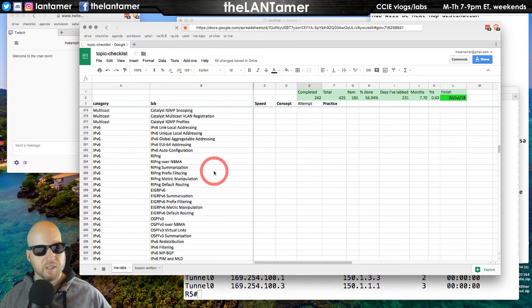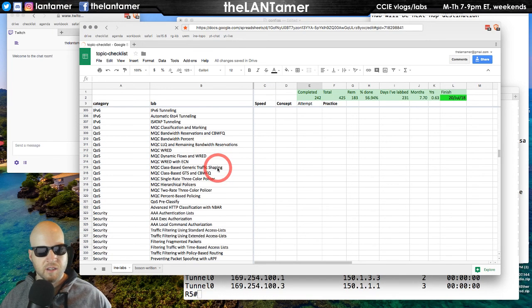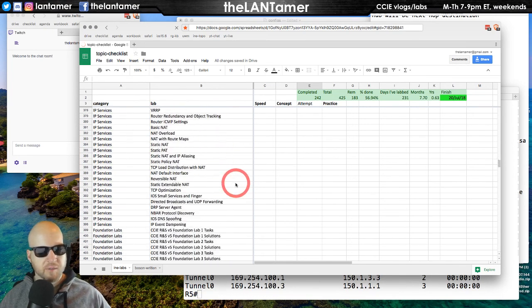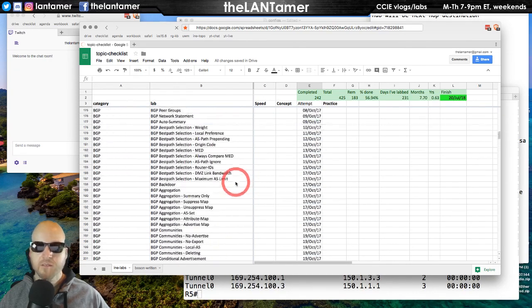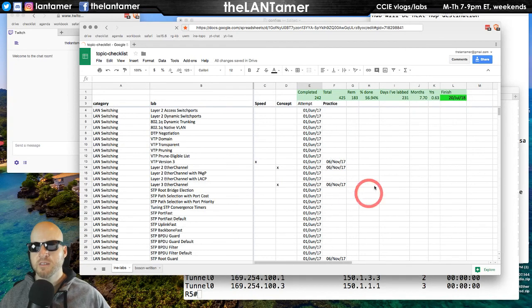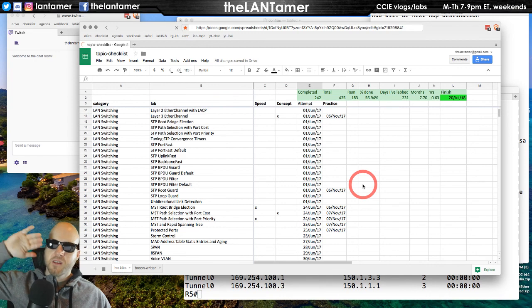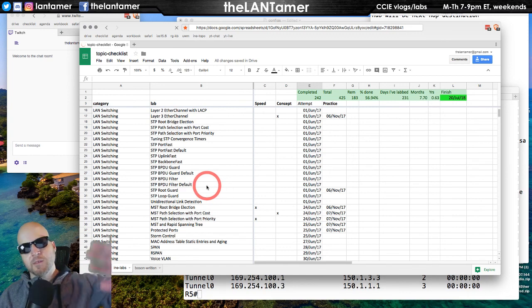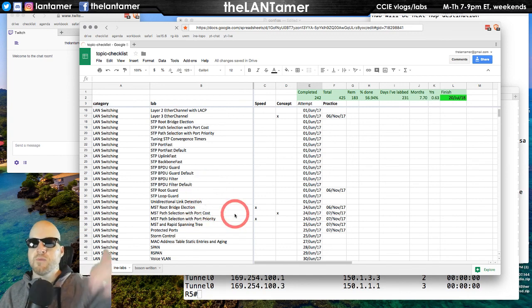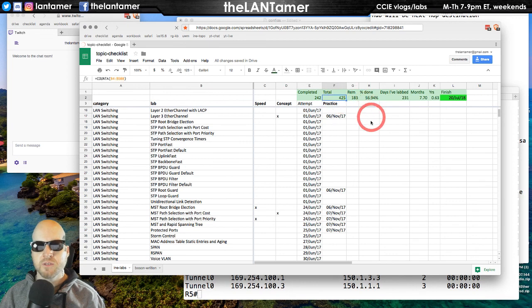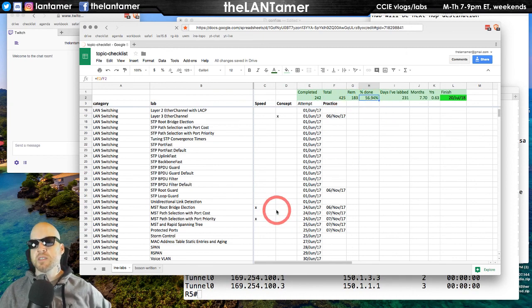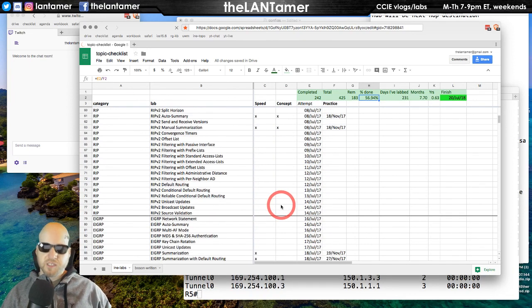After multicast, we get into some IPv6, QoS, and then security, system management, IP services, and then the big labs. We're sort of at the top of the big. It's downhill from here, I guess. We've climbed up this long mountain, and we're a little over halfway, right? Out of total 425 labs, we've completed 242. We have 183 remaining. So yeah, 57%. So that's good.